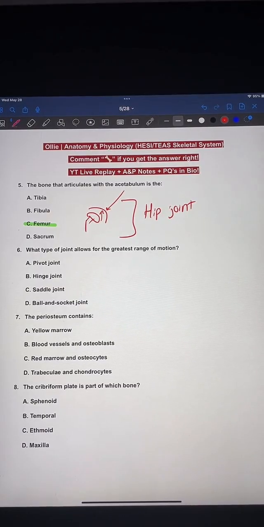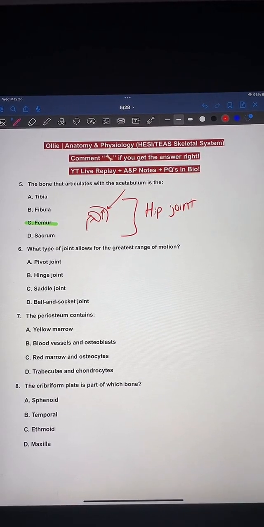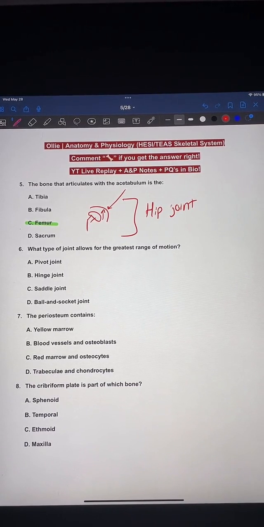And we're going to move on to number 6 now. Which type of joint allows for the greatest range of motion? Perfect. I definitely want to make you all confident for your exams, help you review and figure out where you might be weak in areas, and hopefully build that knowledge up.